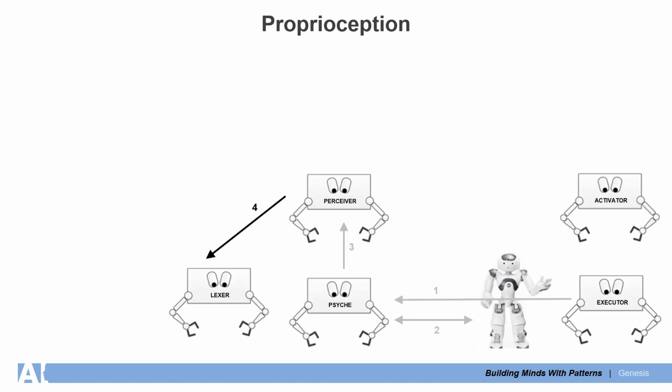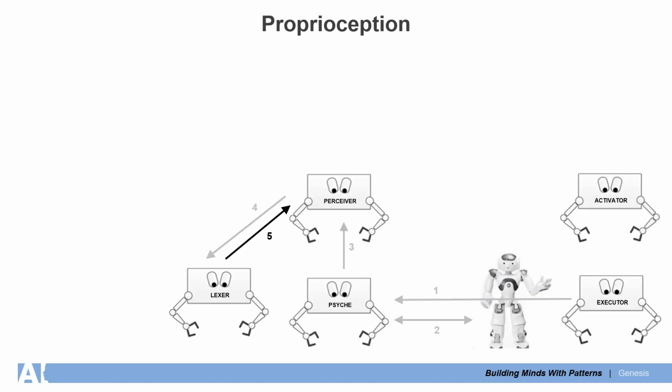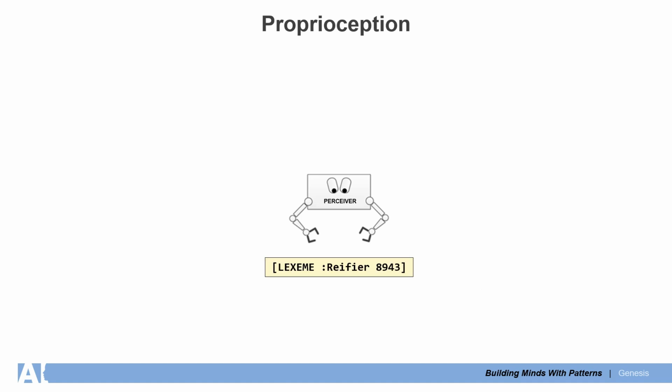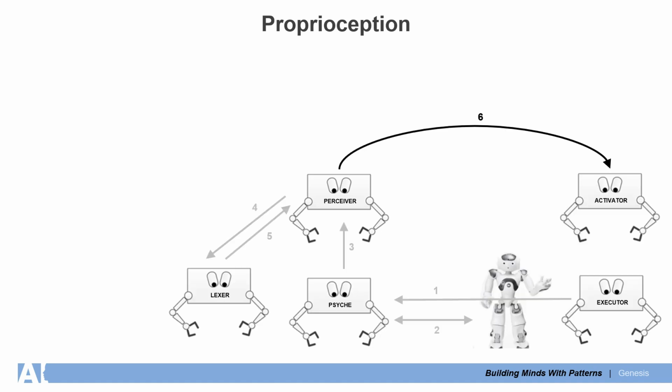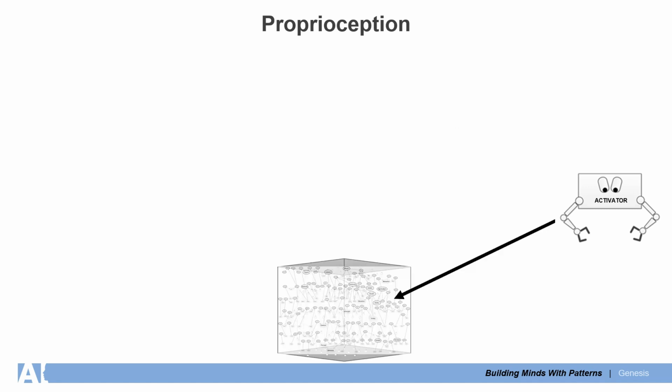The perceiver retrieves the reifier for the success result. It asks the lexer to lexify the result of left hand close status done. The lexer returns a reifier for that particular action status. The perceiver requests that the activator enable that action status. The activator enables that actuation.